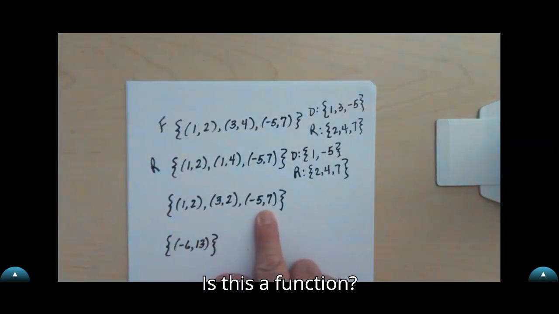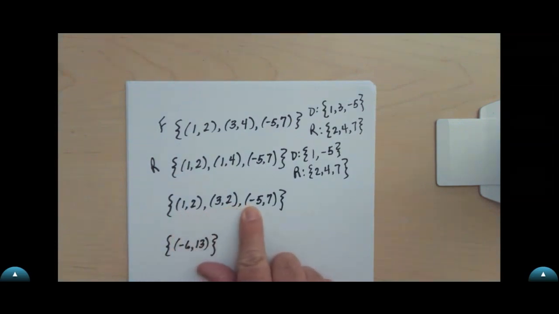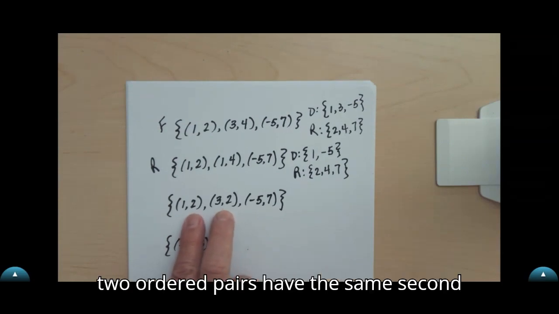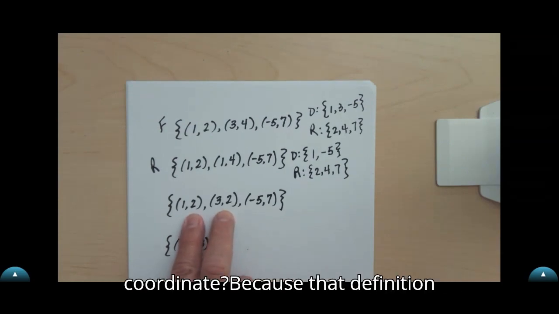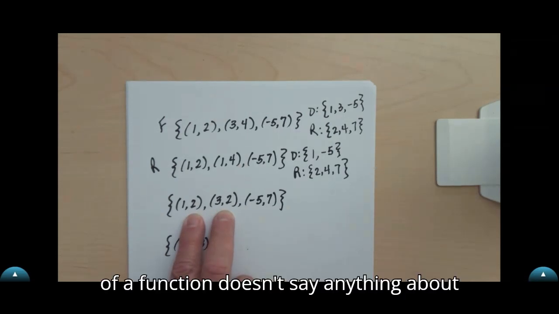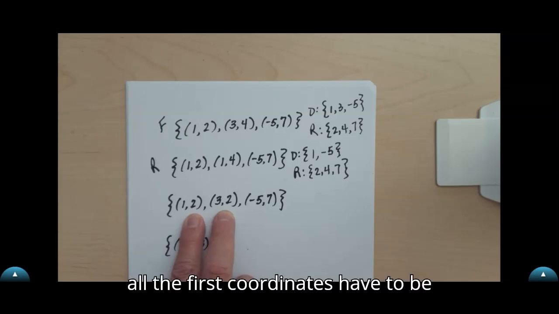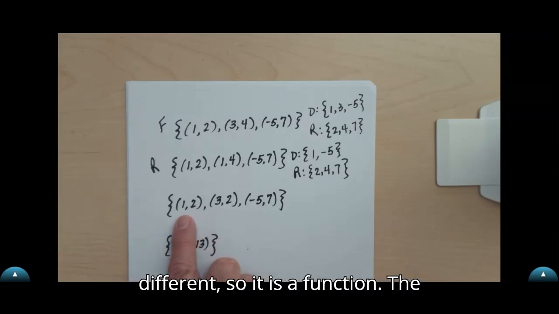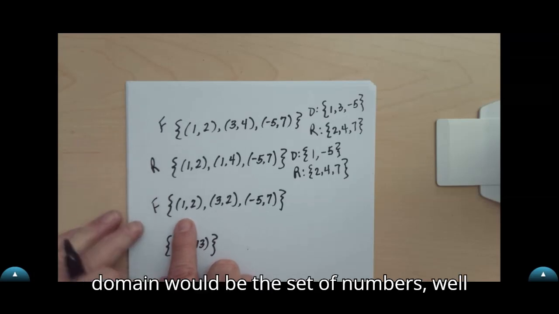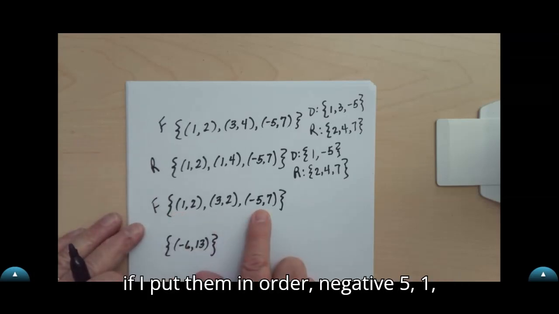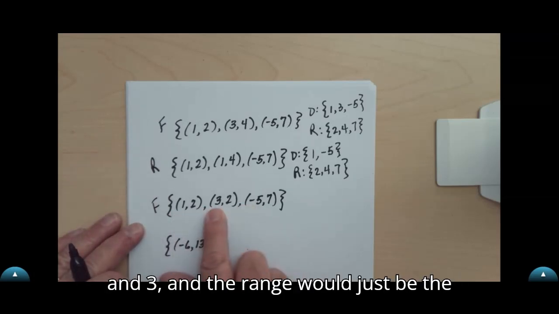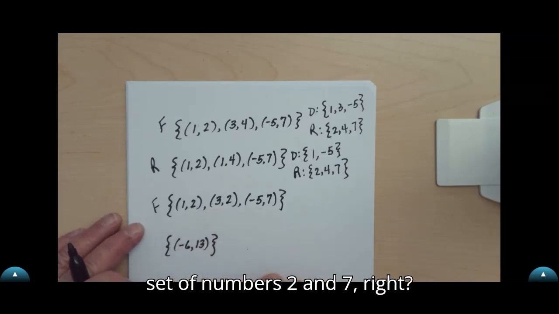Is this a function? Yes? Does it matter that these 2 ordered pairs have the same second coordinate? The definition of a function doesn't say anything about second coordinates, right? It's only that all the first coordinates have to be different. So it is a function. And the domain would be the set of numbers, if I put them in order, -5, 1, and 3. And the range would just be the set of numbers 2 and 7, right?